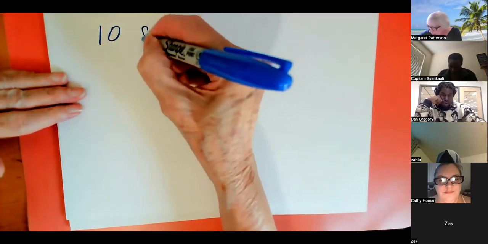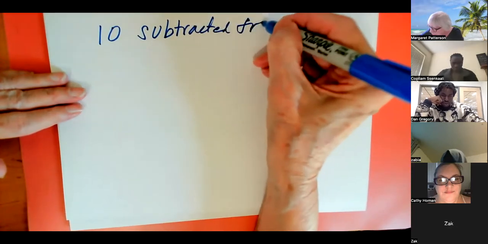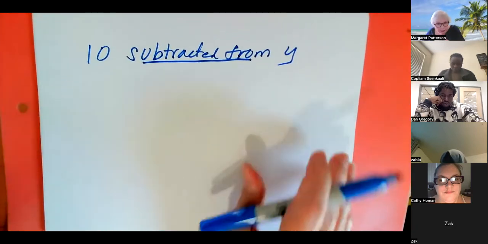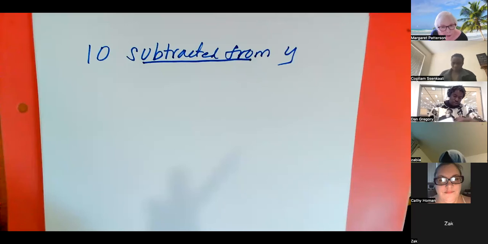Now, when they use the words subtracted from, this particular phrase, most of the time, when you see something like this, it would be 10 minus y, and that would be the end of it. But when you see the phrase subtracted from, the order gets reversed. So this is one of the few exceptions where what you see first is last and what you see last is first.